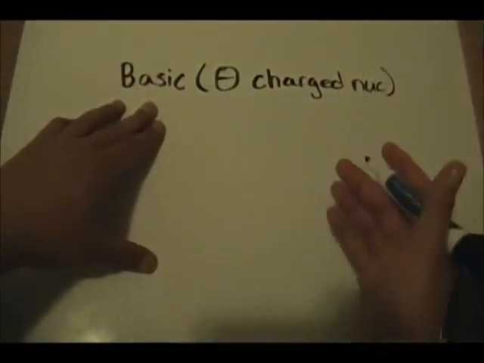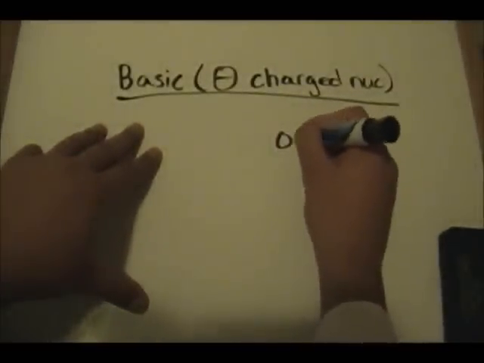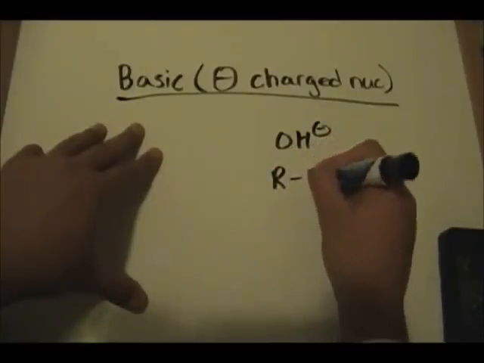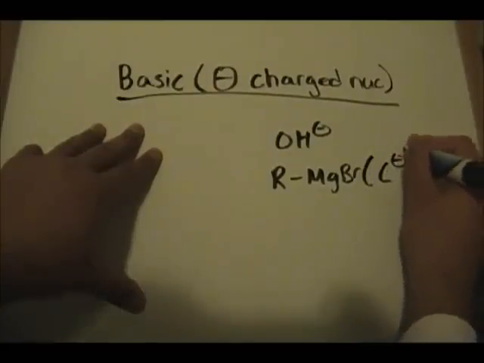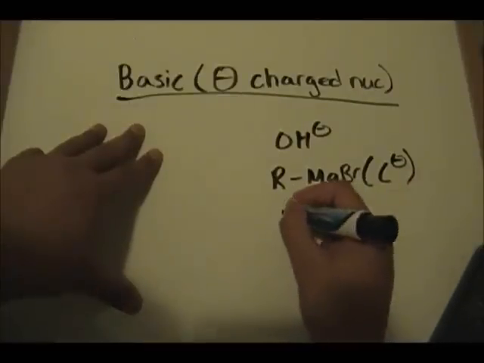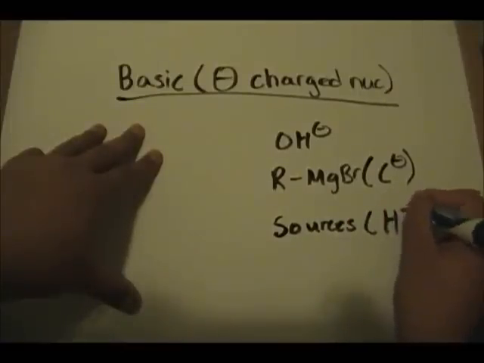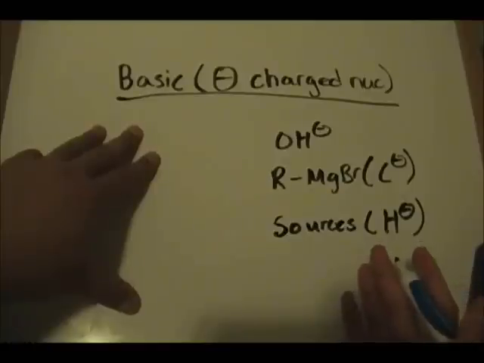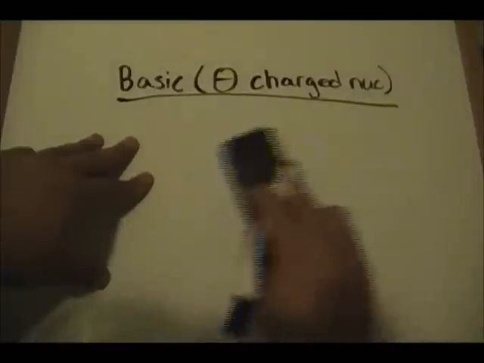nucleophile. Okay, so what are some examples of negatively charged nucleophiles? Well, OH minus, Grignard reagents, right? So basically carbons with negative charges on them, or sources that produce H minus. Those are some examples of negatively charged nucleophiles. So let's get started with the reaction of a Grignard reagent with an epoxide.